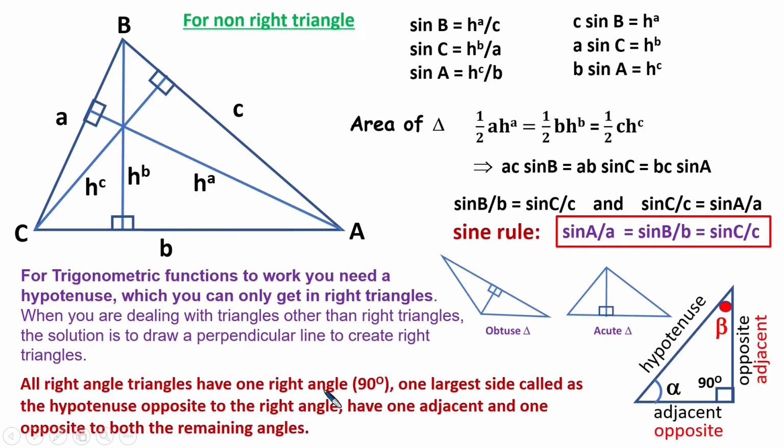All right, triangles have one right angle, 90 degrees, which we have said is 90 degrees, and this is the opposite angle, and this is the side which is adjacent to this alpha, and this is the side which is opposite to alpha. So if I take this as an angle, then the opposite side will be this and the adjacent side will be this. This is for the red dot, this red I have written.